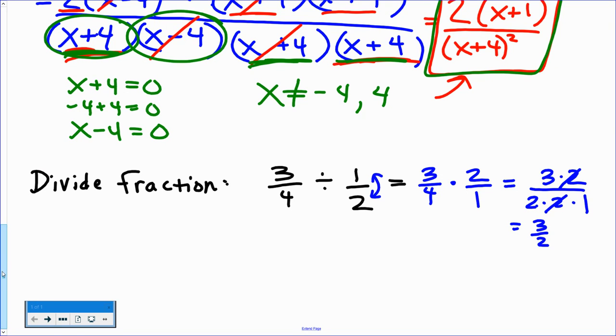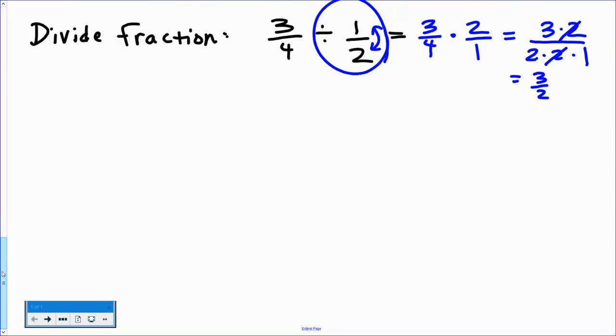If you understood multiplication, division is going to be the same thing as what I just did in that last example, but I'm going to have to remember to flip that second fraction. Okay, so we're going to look at 2 more examples for some division problems, and that's going to be it for this section. So, divide rational expressions.